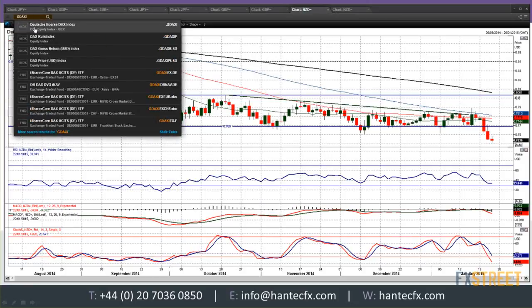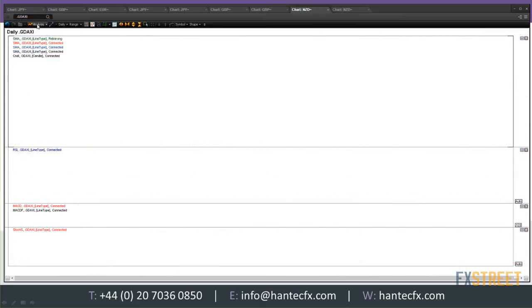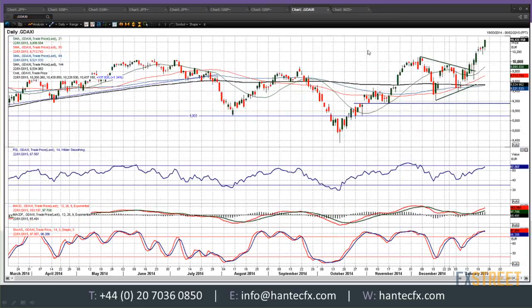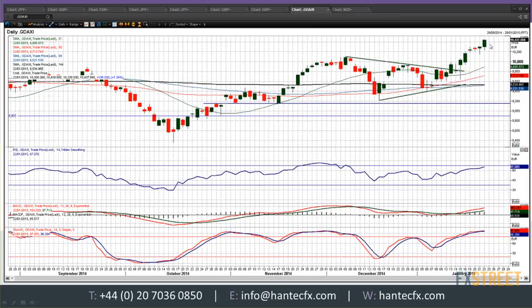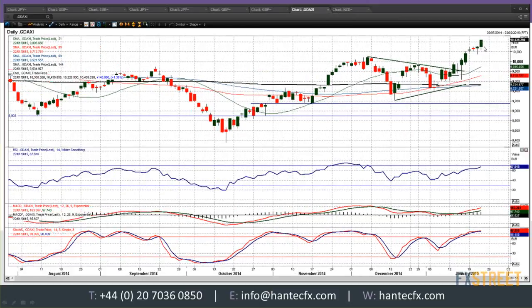GDAXI. Let's look at DAX. Wow, DAX loved it. DAX loved the ECB today. How much is it up? 1.4%, 138, 139. So yeah, DAX had a very strong reaction to the ECB, and why not? 60 billion euros worth of quantitative easing, effectively. So that's going to help the DAX, and certainly DAX has broken out now to an all-time high.